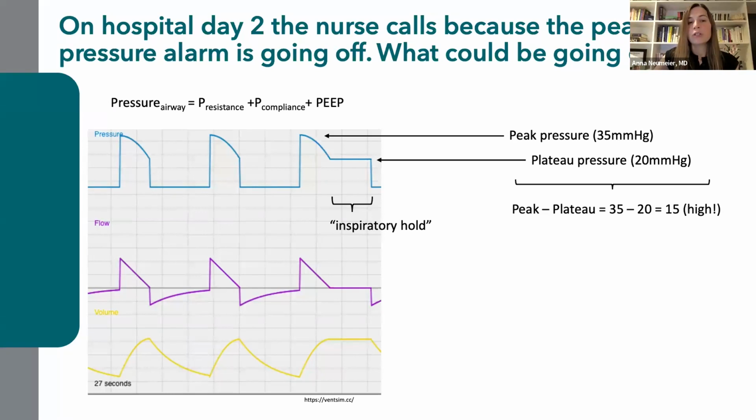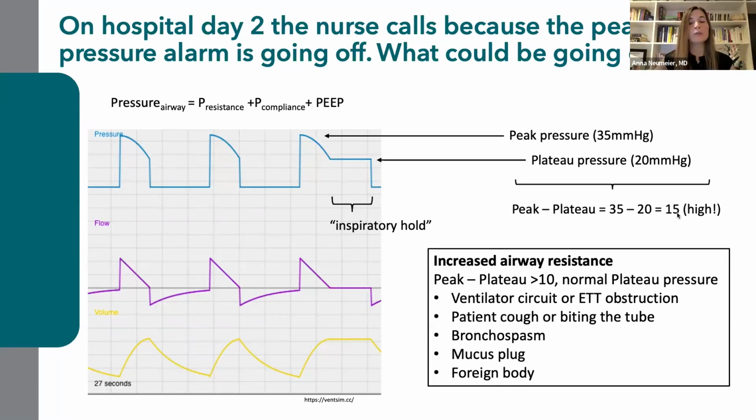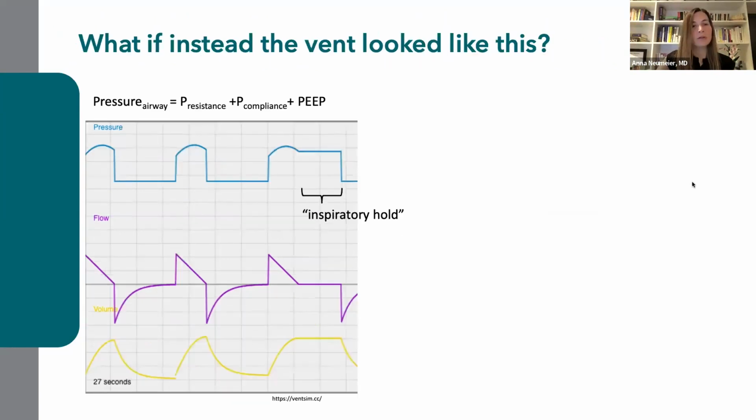So your differential for increased airways resistance, as you're interpreting your ventilator mechanics, includes whether you have an obstruction in the ventilator circuit or the endotracheal tube. Perhaps the patient is coughing or biting the tube. There could be bronchospasm in the airways leading to increased airways resistance, perhaps a mucus plug that's causing obstruction, or a foreign body. Let's look at an alternative scenario.